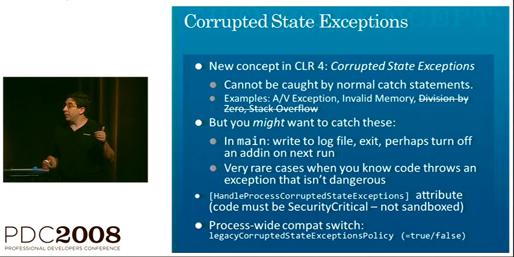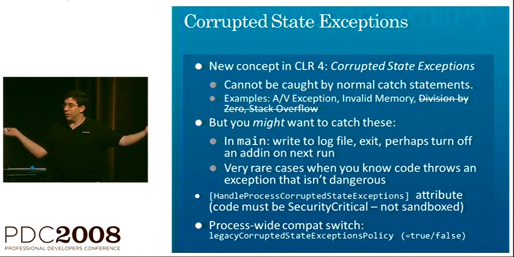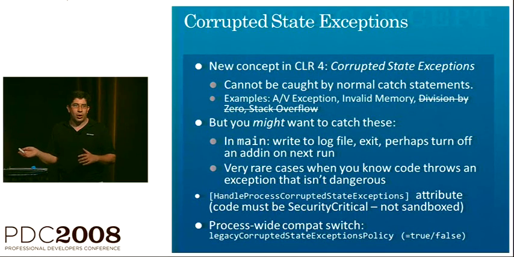Let me talk about the two places you might want to do this. You might want to do it in main. You might want, for instance, to write some information to a log file that says, hey, we got an AV exception. If you thought that was caused by, say, an add-in, you might want to write out that it was an add-in and not to start up add-ins on the next run or something. So, get out, but making sure you do as little damage as possible.